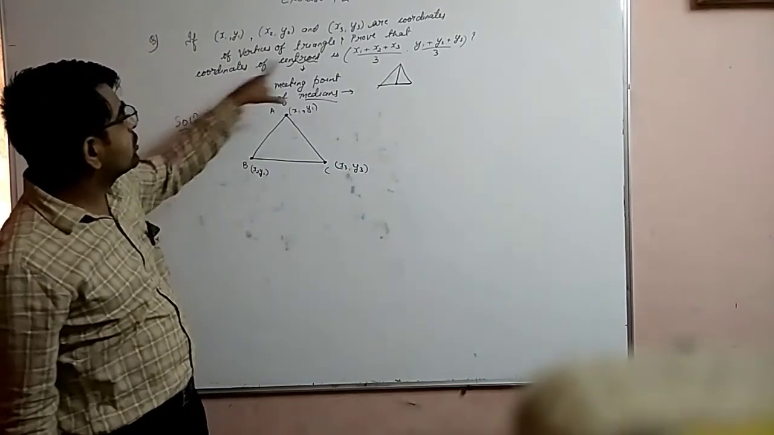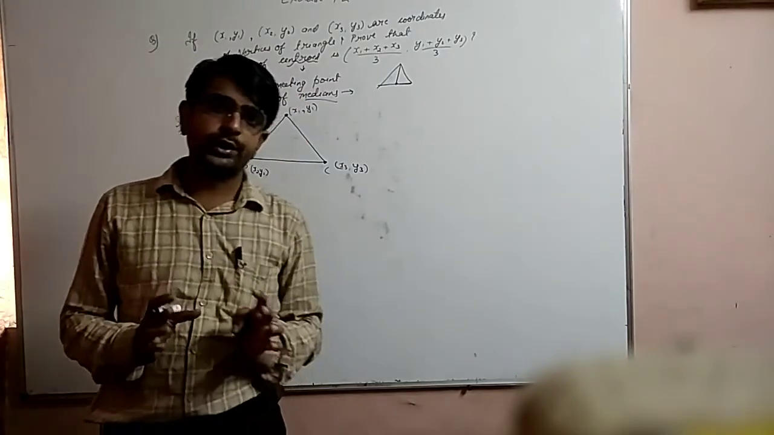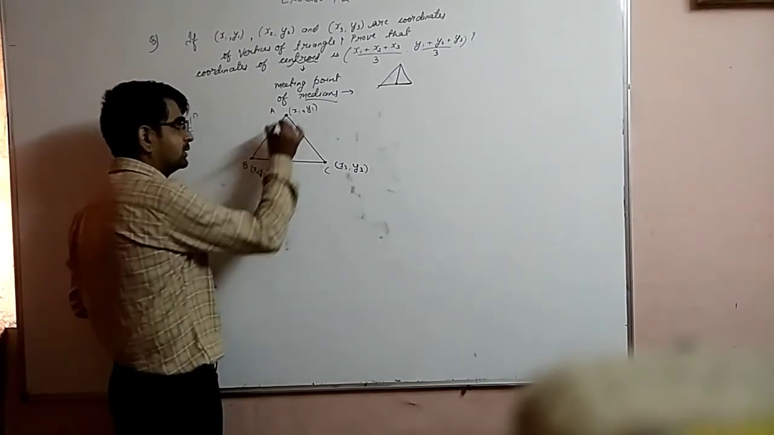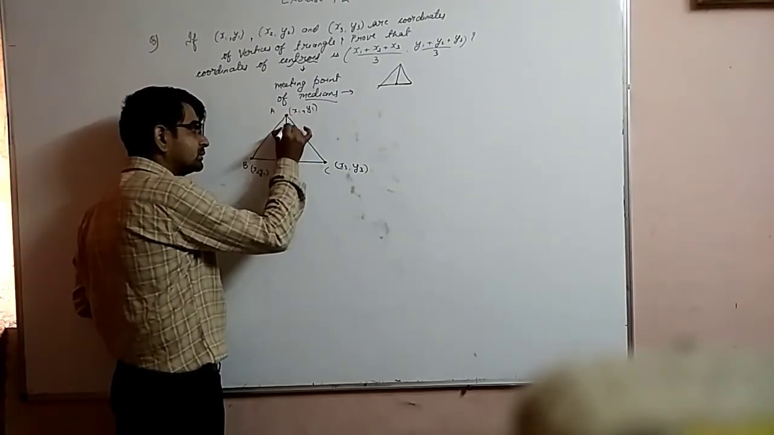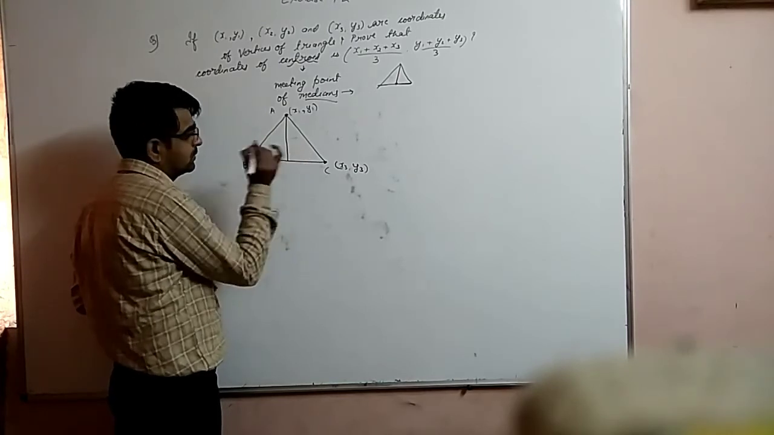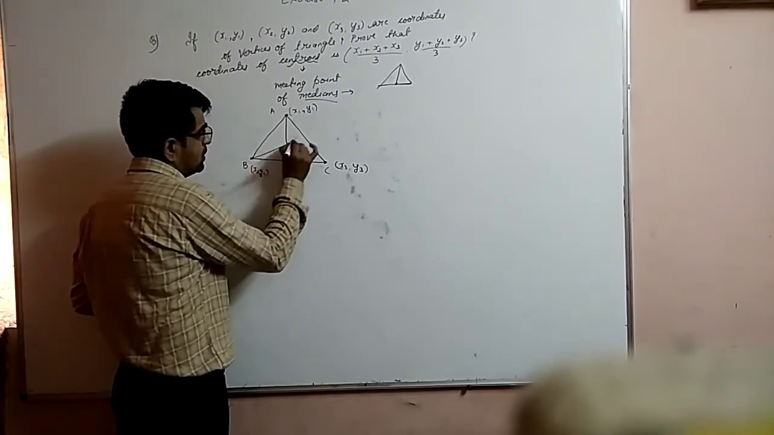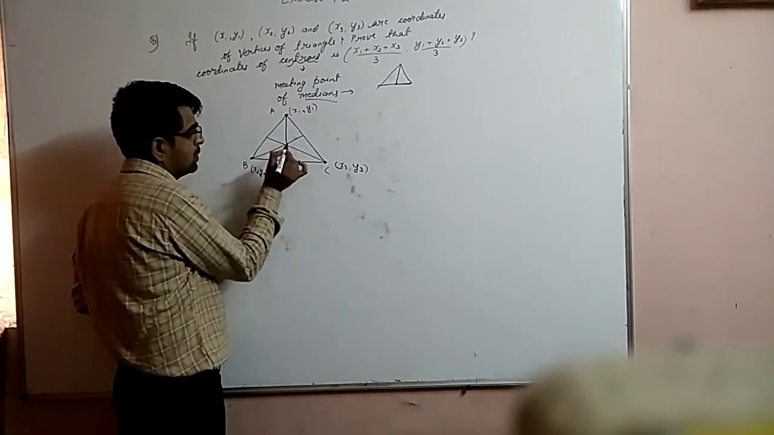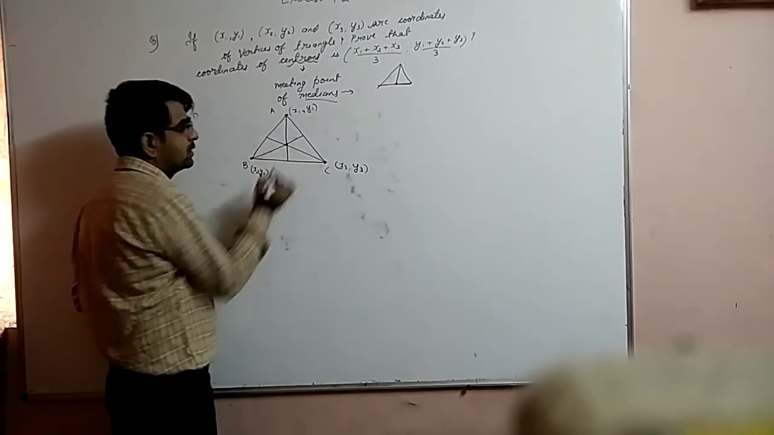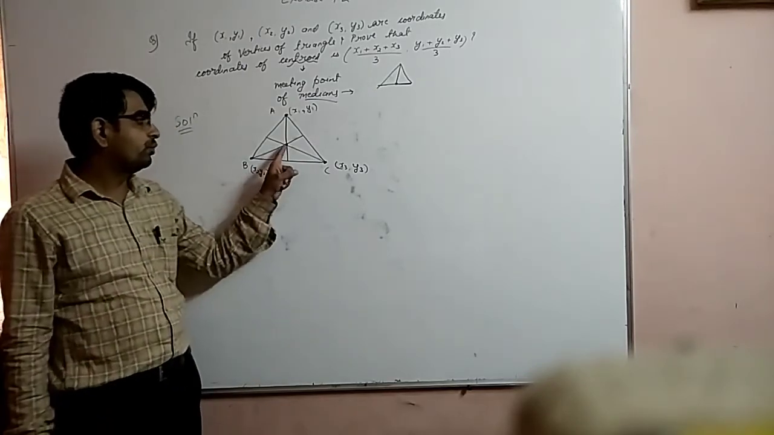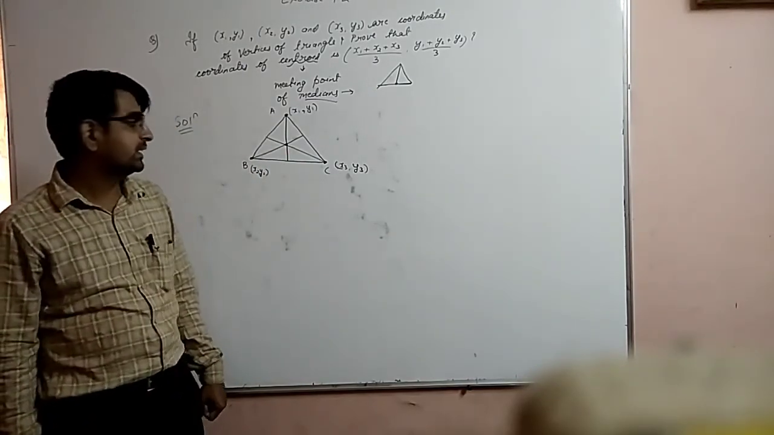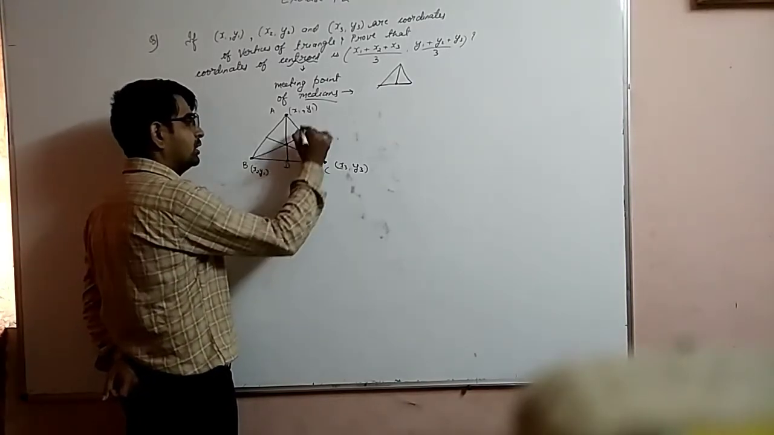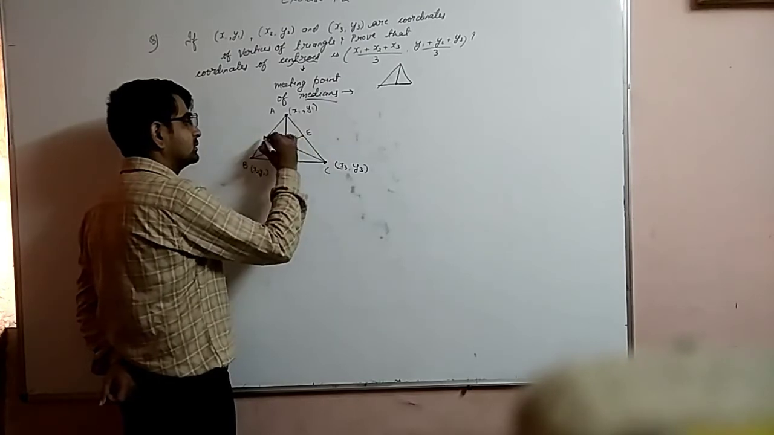What we have to prove? The coordinates of the centroid. For the centroid we need to draw the medians, so let us draw medians. So this is the centroid. We need to find the coordinates of this centroid. Now suppose these are my medians.